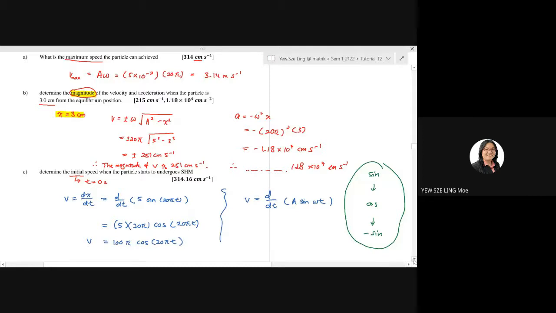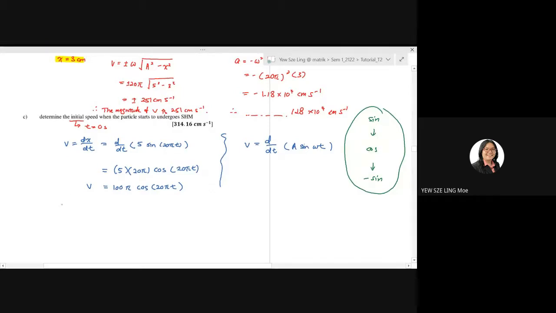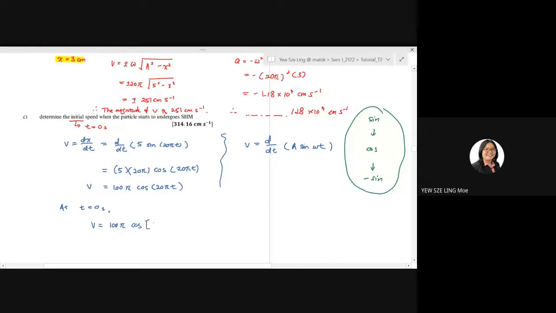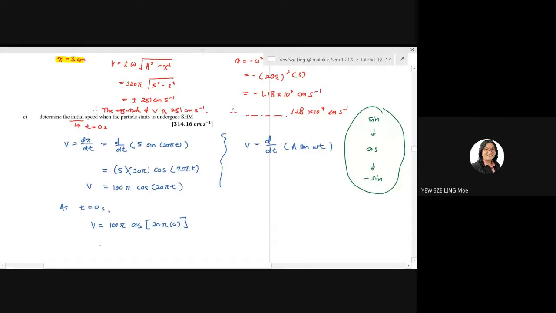So what am I going to do next? Because you are talking about initial, we are going to assume t is equal to 0. So at t equals 0, v is equal to 100 pi cos 20 pi times 0, which means cos 0. So cos 0 gives you 1. Basically, you just have to calculate 100 pi. So it is equal to 314.16 cm s to the negative 1.